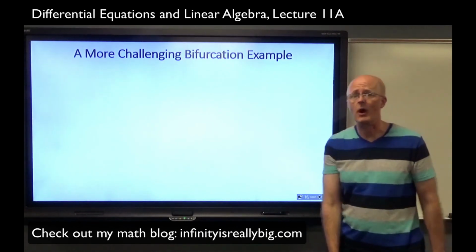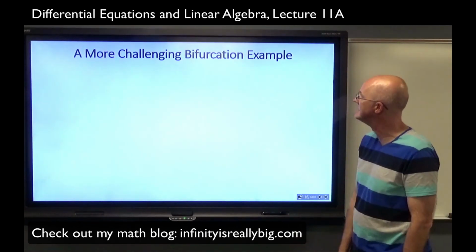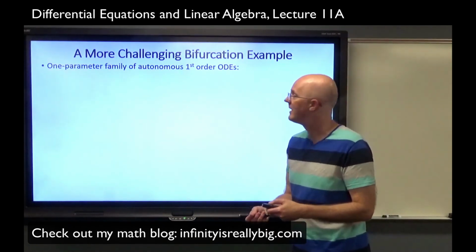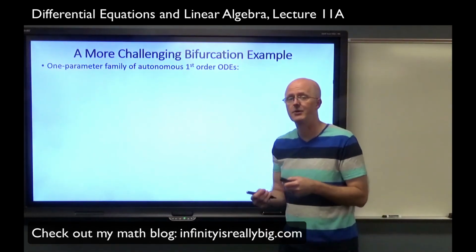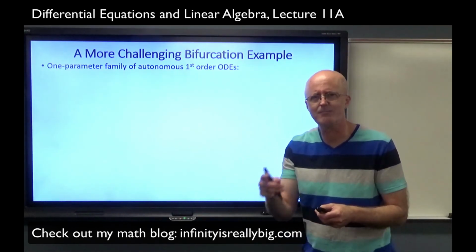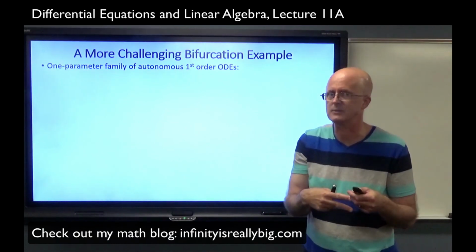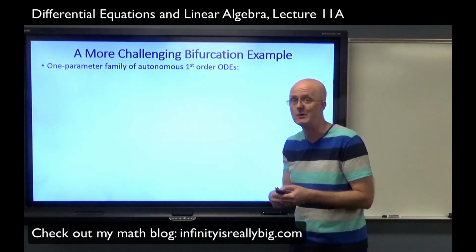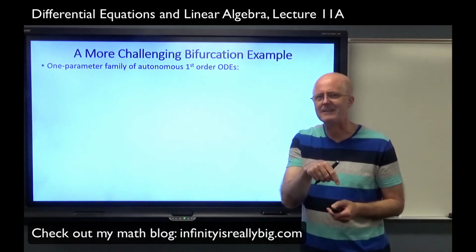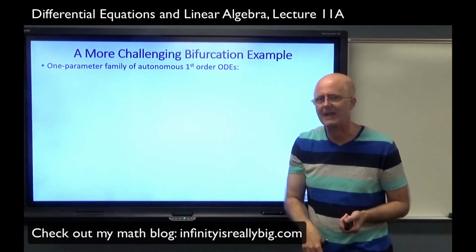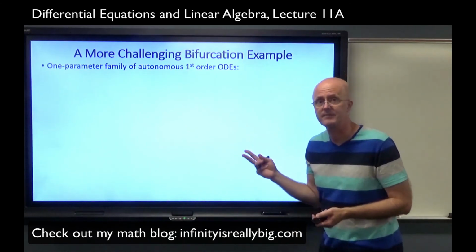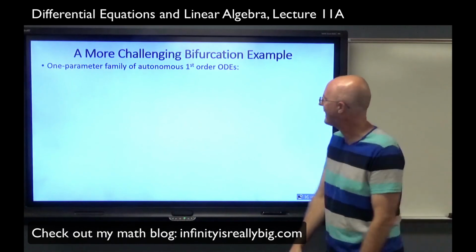All right, let's go on to our challenging bifurcation example. We're going to once again consider a one-parameter family of autonomous first-order ordinary differential equations. Mu will be our parameter. For my students in the book, oftentimes the letter A or alpha is used as a parameter, but I like using mu. In the examples from lecture 10A, mu was always added at the very end, and it really represented a vertical translation. In this example, not only is the degree going to be higher, it's going to be a fifth degree, but I'm going to put mu in there in a couple spots.